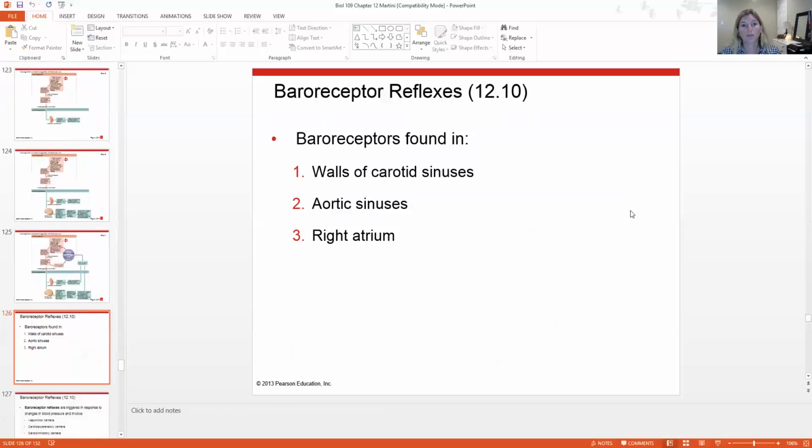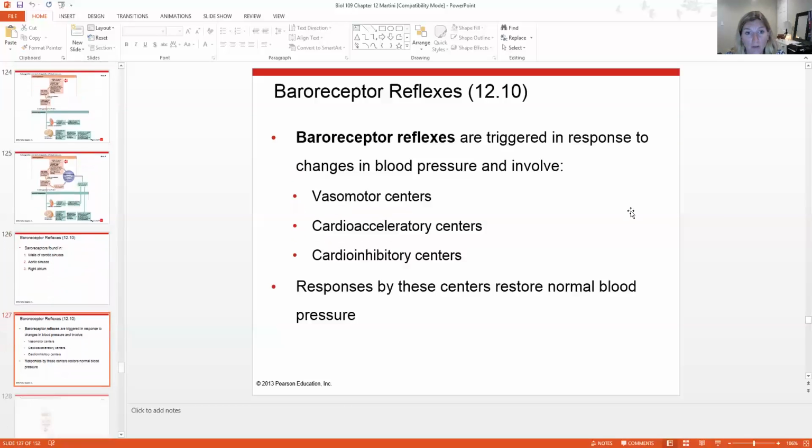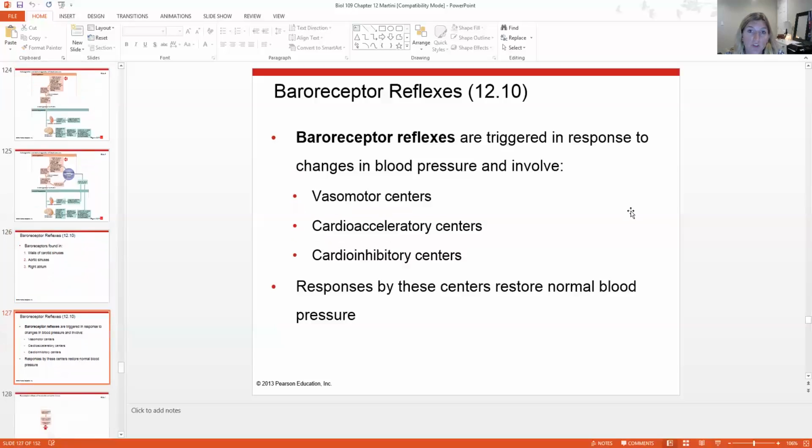We have baroreceptor reflexes. Baroreceptors are those pressure receptors that are found in the walls of our carotid arteries and our aortic sinuses, as well as the right atrium. The baroreceptor reflexes are triggered in response to changes in blood pressure. These involve the vasomotor centers, the cardioacceleratory and cardioinhibitory centers. Responses to these centers basically restore our normal blood pressure.